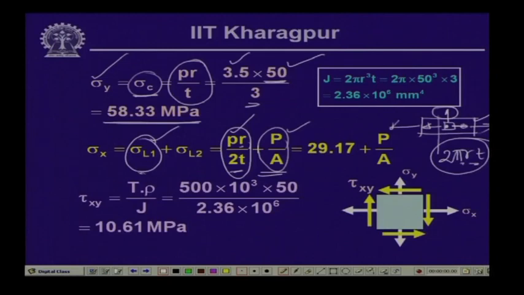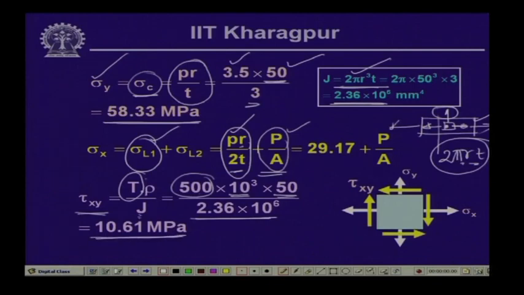And tau xy: the twisting moment T will give rise to the shearing stress on the wall, which is equal to T rho by J, and J is equal to 2 pi r cube T, as you know, for these hollow sections. That is equal to 2.36 into 10 to the power 6 millimeter to the power 4. If we substitute the value of T, T is 500 Newton meter, multiplied by 10 to the power 3 to make it Newton millimeter, rho is 50 millimeter, and J is 2.36 into 10 to the power 6. That gives us a value of 10.61 megapascal, the value of tau xy.